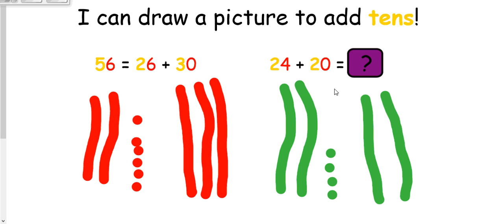Let's double check our picture. 24, 2 tens, 4 ones. Put together with 20, 2 tens. Our picture looks great. So now we can count all of our tens and then count our ones to find our whole. Count with me. 10, 20, 30, 40, 41, 42, 43, 44. Let's check. We were right. Our whole is 44.